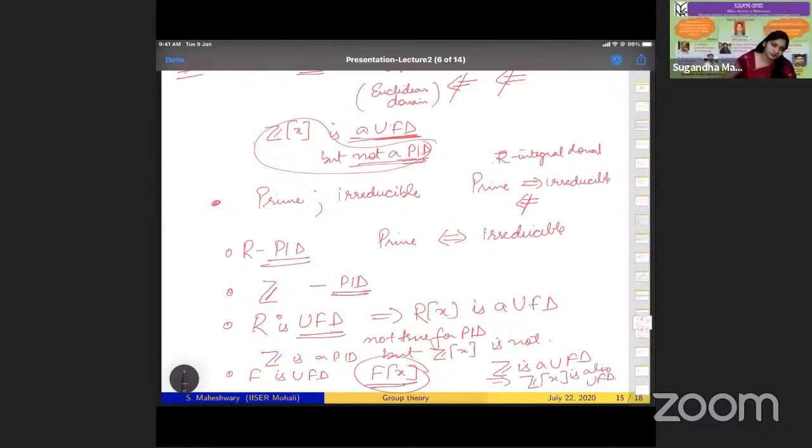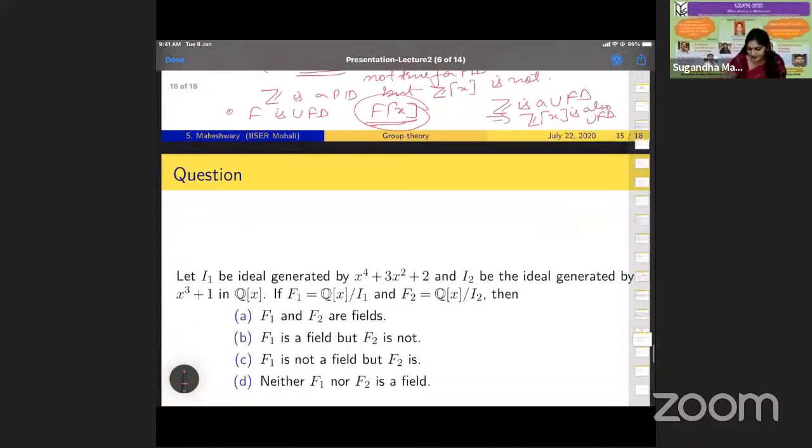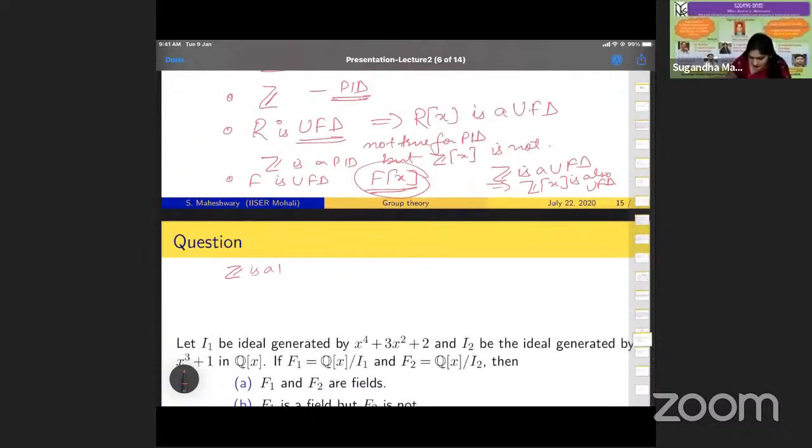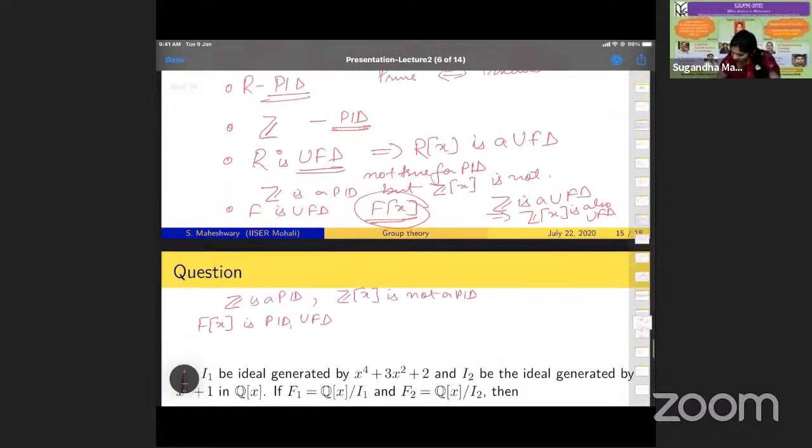So maybe this is a little confusing if you are not clear with the concepts, or if you're looking at them after a long time. What I want to highlight in general is: Z, you should remember, is a PID. Z[x] is not a PID. F[x] is all good, is a PID, is a UFD, everything, all good there. Any other fact that I want to use from?